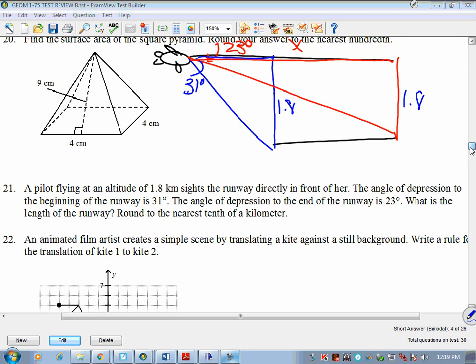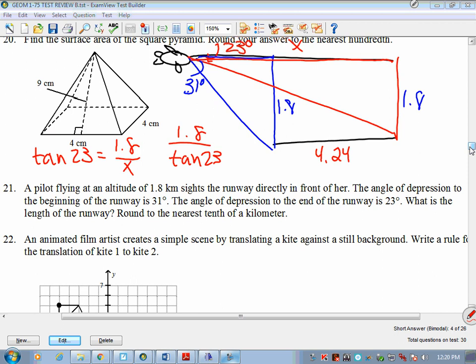Because we're using opposite over adjacent, we're going to start with our long one. So we're going to use tangent. Tangent 23 equals 1.8 over x, which results in 1.8 over tangent 23. Can anybody tell me what 1.8 divided by tangent 23 is? Give it to me to the nearest hundredth. 4 point what? 4.24. Take it one more. 4.240. Okay, we'll leave it at that then.